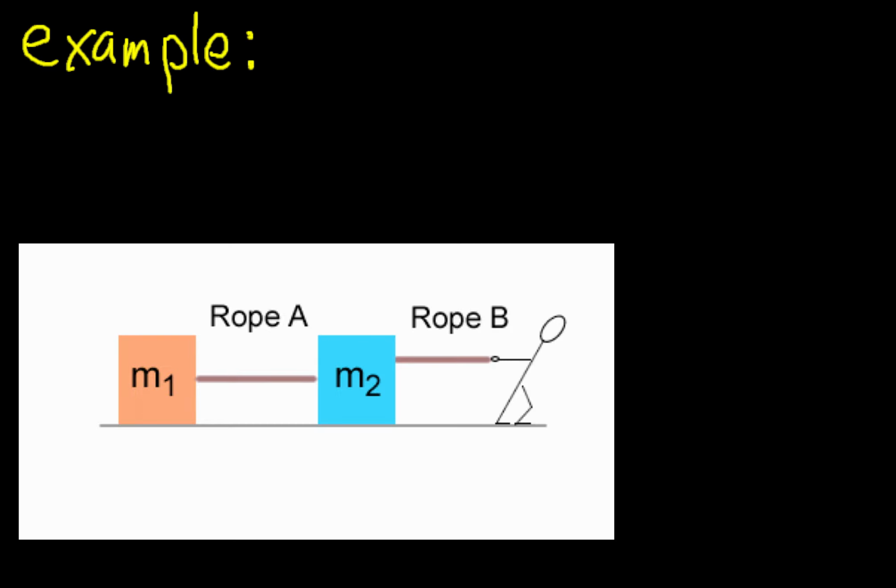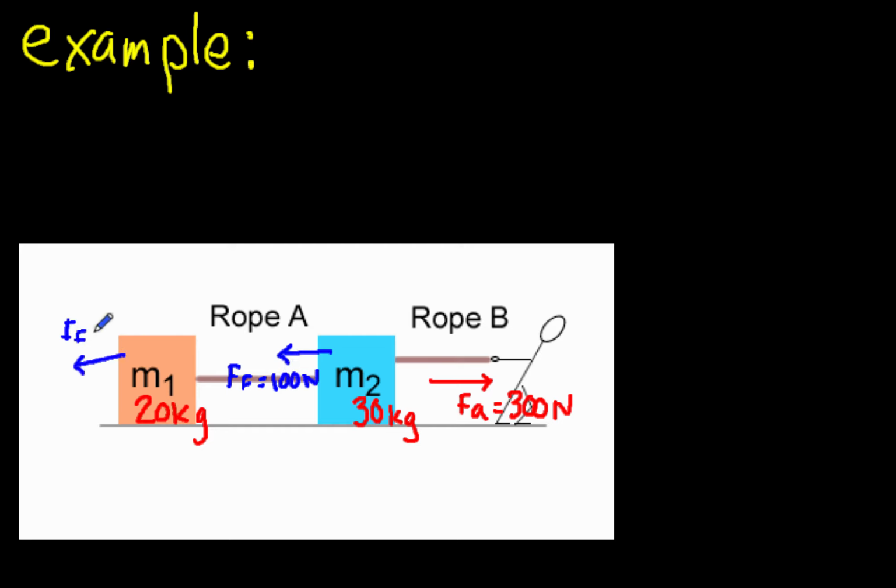But we'll start with a simple example, looking at the two-mass system on a horizontal surface. Mass 1 is 20 kilograms and mass 2 is 30 kilograms. The whole system is being pulled by an applied force of 300 newtons. But there's friction in this system. Force of friction is pulling back on mass 2 with 100 newtons. Mass 1, being lighter, experiences less friction. It only experiences 75 newtons of friction.